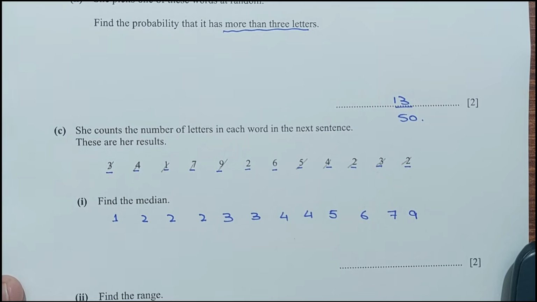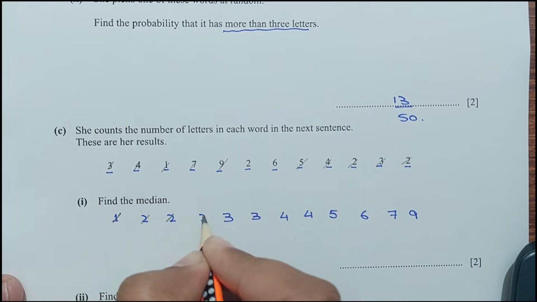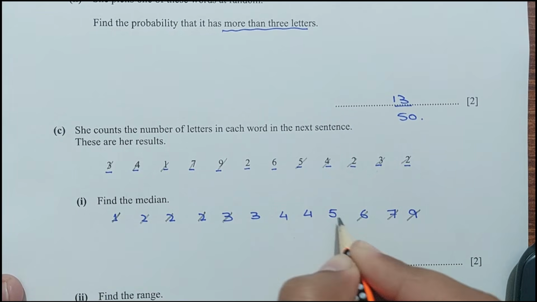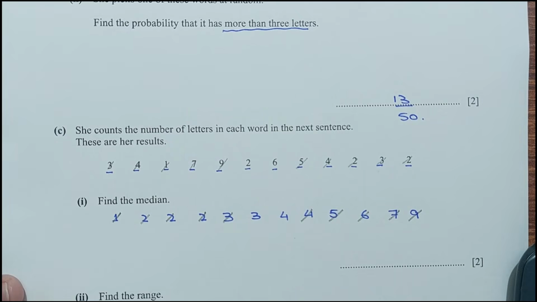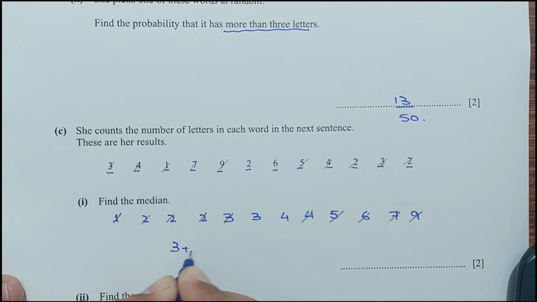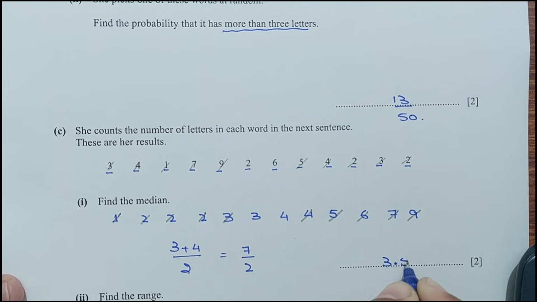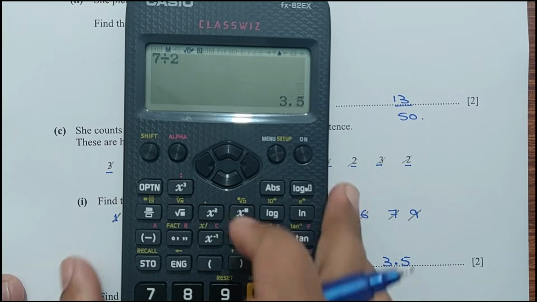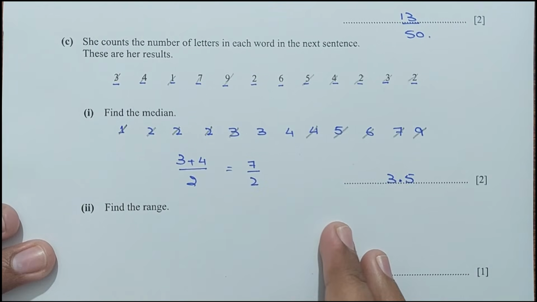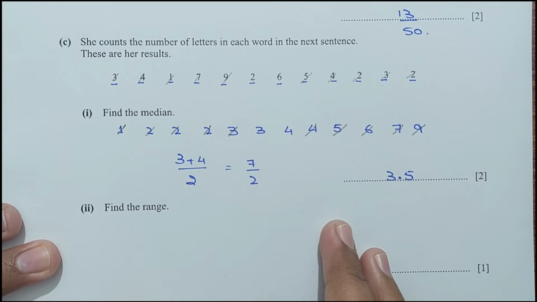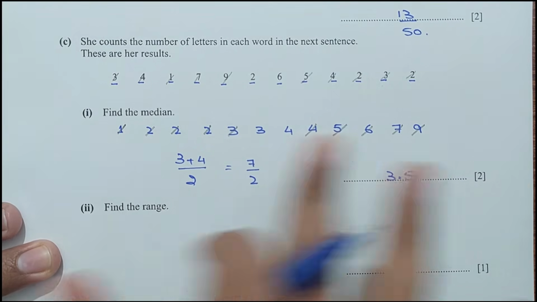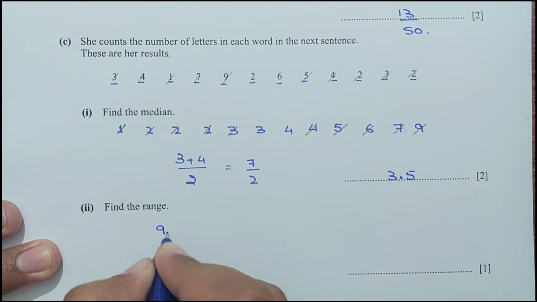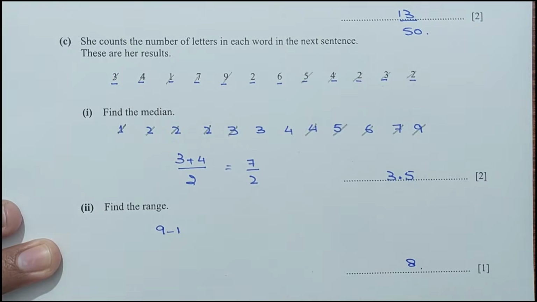Now let me find the middle value. 1, 2, 3, 4, 5 from each end. 3 and 4 are the middle values. So 3 plus 4 divided by 2, which is 7 over 2, which is 3.5. Let me double check. 7 by 2 is 3.5. Yes, that's the median. Now for the second part, find the range. Range is the difference between the maximum and the minimum. So 9 minus 1, 8 is the range.